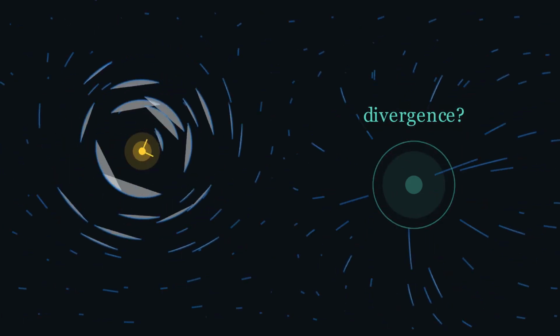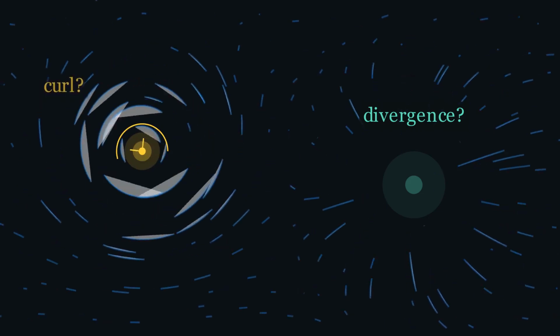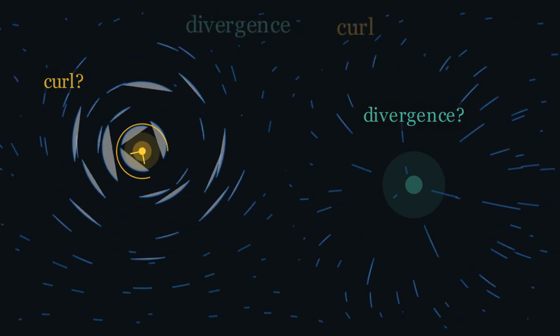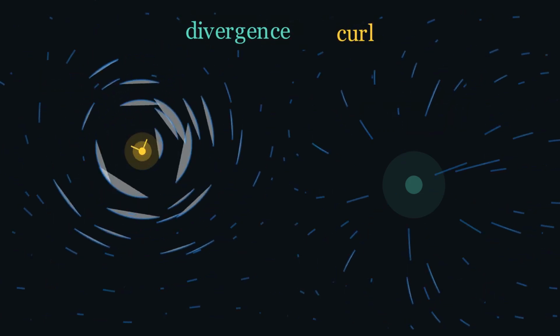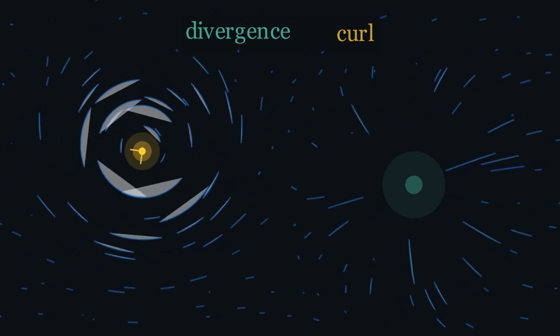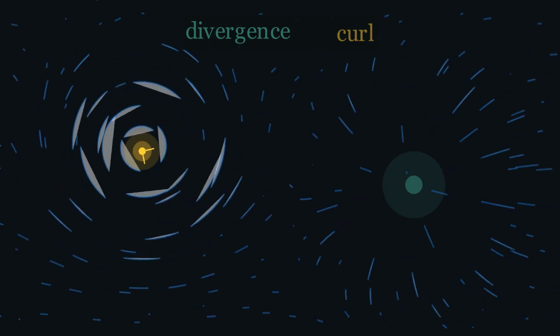Is stuff piling up here or draining away? Is the flow twisting my speck of dust or carrying it straight? Those two questions have names, divergence and curl. And by the end of this, they're going to feel less like calculus and more like two dials. You can just read off the water. I got the mental picture wrong for years, honestly, so if it takes a second, you're in good company. Let's get the fluid moving first.